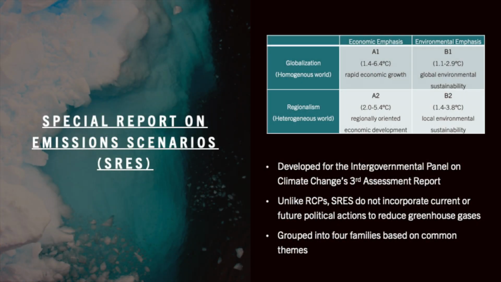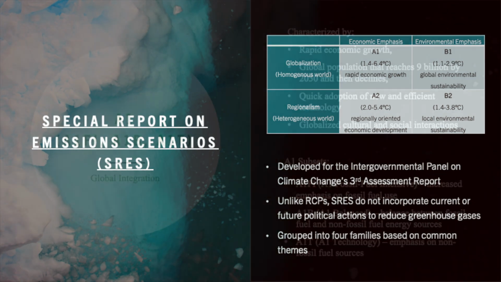Now, backtracking a little, RCPs are not the only climate change scenarios. The Intergovernmental Panel on Climate Change's Special Report on Emission Scenarios developed 6 potential future scenarios for greenhouse gas emissions and land use changes. Unlike RCPs, these scenarios, called SRES scenarios, do not factor in current or future political actions to reduce emissions. SRES scenarios are grouped into 4 families based on common themes.